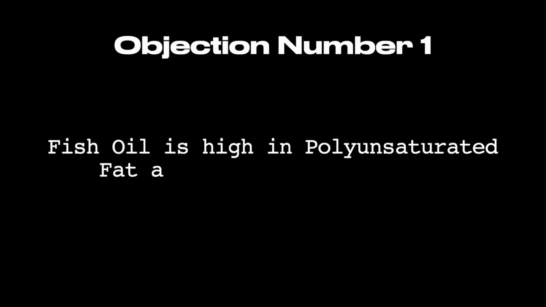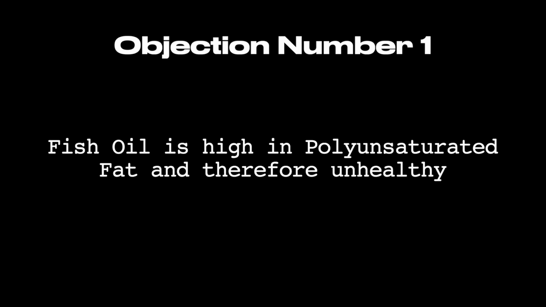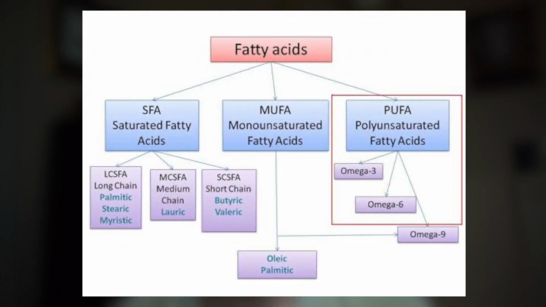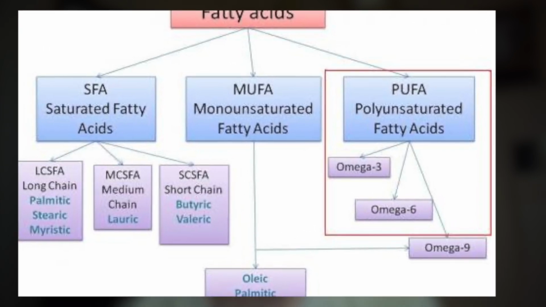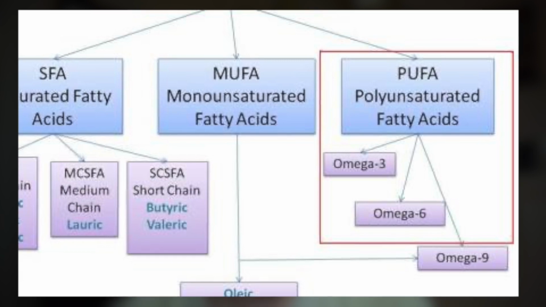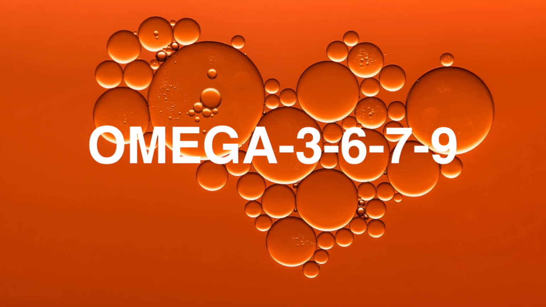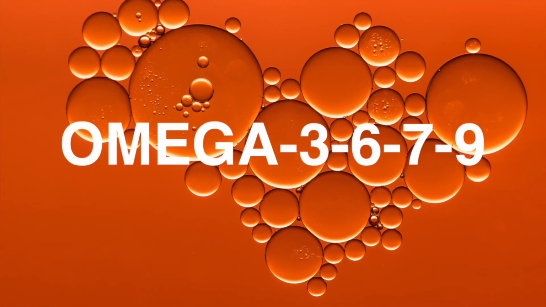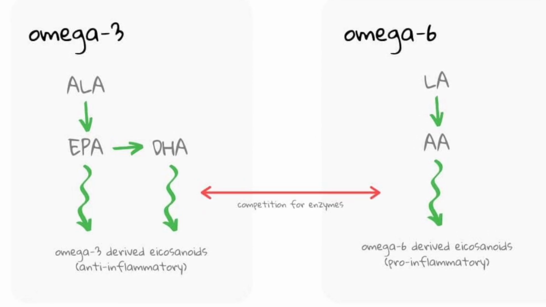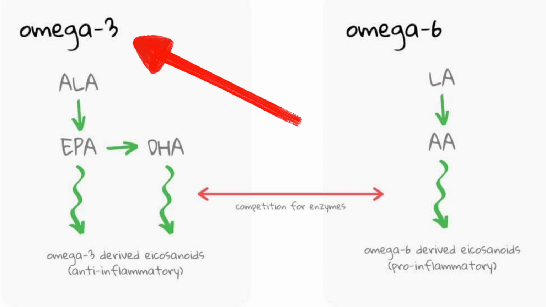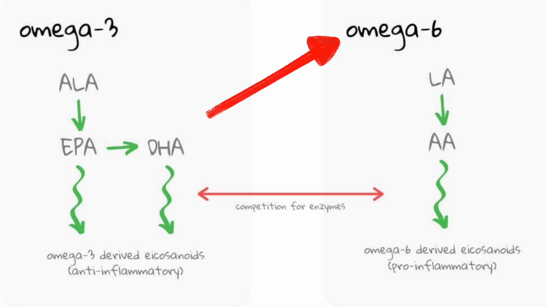Now, the first objection that I want to address in this video is that fish oil is high in polyunsaturated fats and therefore unhealthy. Now, if you will remember from my last video on fish oil, omega-3 fatty acids are a type of polyunsaturated fatty acid, otherwise known as a PUFA. Now, there are a handful of categories of PUFAs. However, for the sake of our conversation today, we're going to focus on the difference between specifically omega-3 polyunsaturated fatty acids and omega-6 polyunsaturated fatty acids.